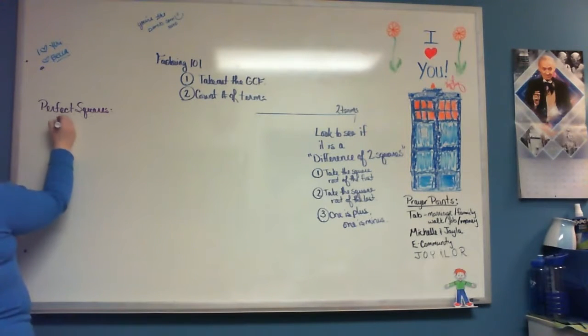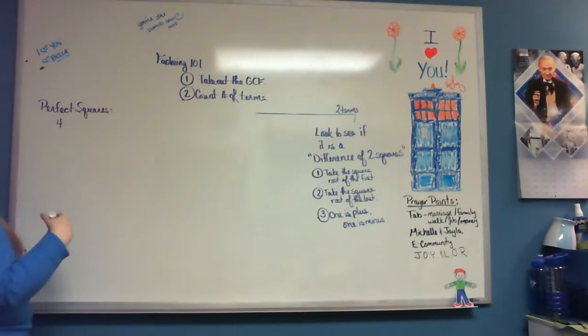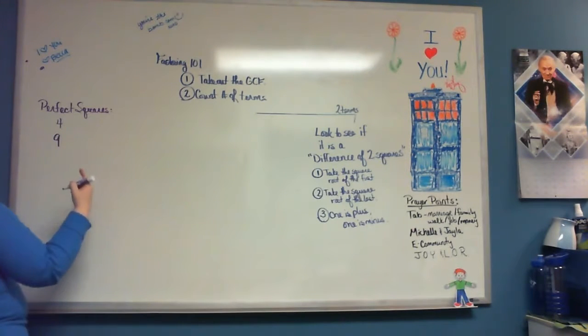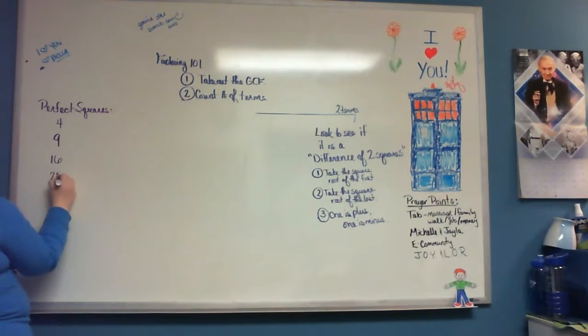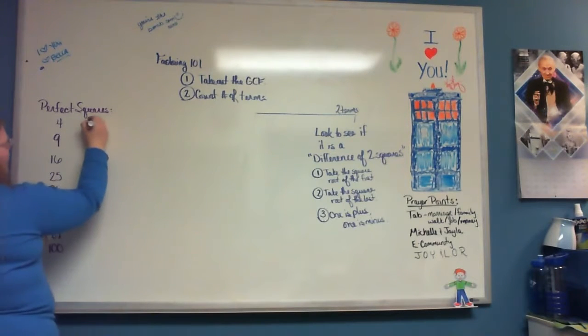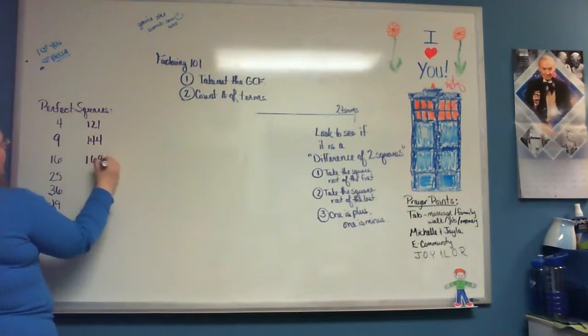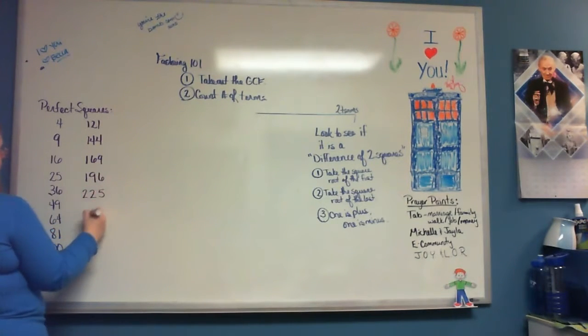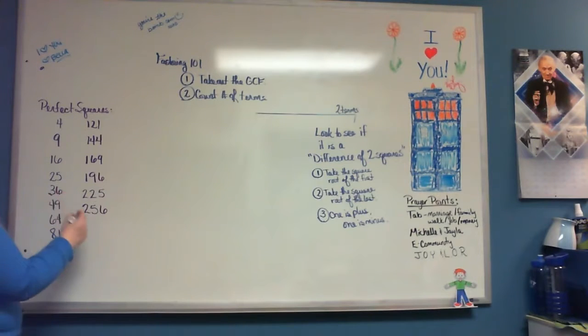For example, 4 is a perfect square because it's 2 times 2. 9 is a perfect square because it's 3 times 3. 16, 25, 36, I bet you know these. 49, 64, 81, 100, 121, 144, 169, 196, 225, 256. Nobody cares about 17, 18, or 19.